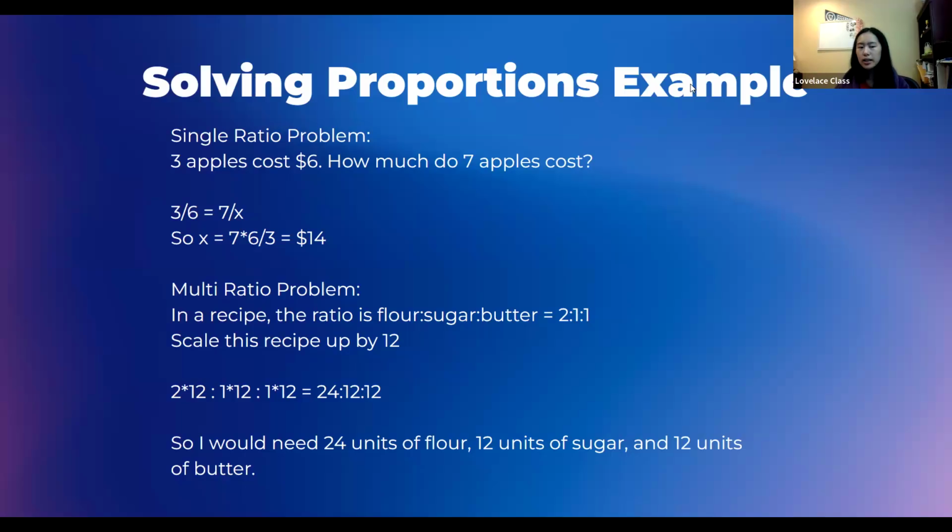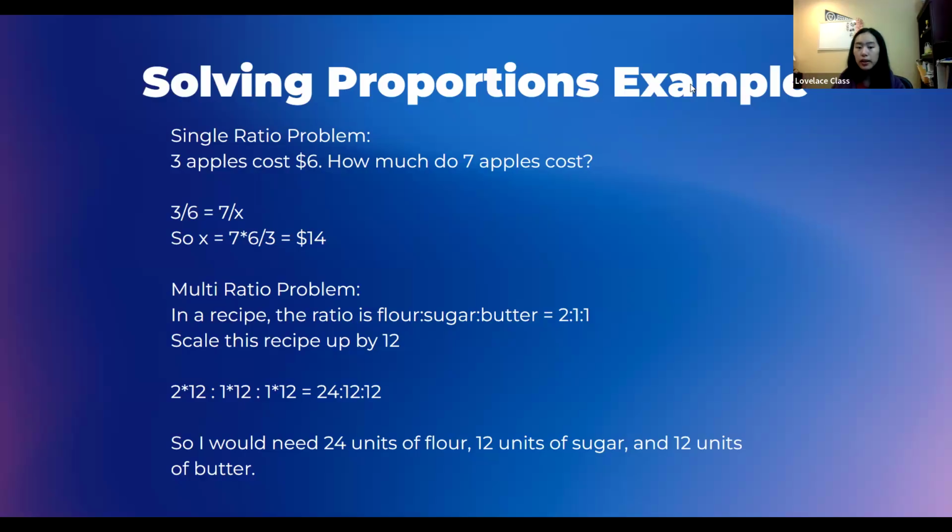And then after that, it's just solving an equation. How I did this one was I multiplied x to both sides. So I would get 3 over 6 times x equals 7, and then divide both sides by 3 over 6. So you get x equals 7 times 6 over 3, which is just 7 times 2. So 7 apples cost $14.